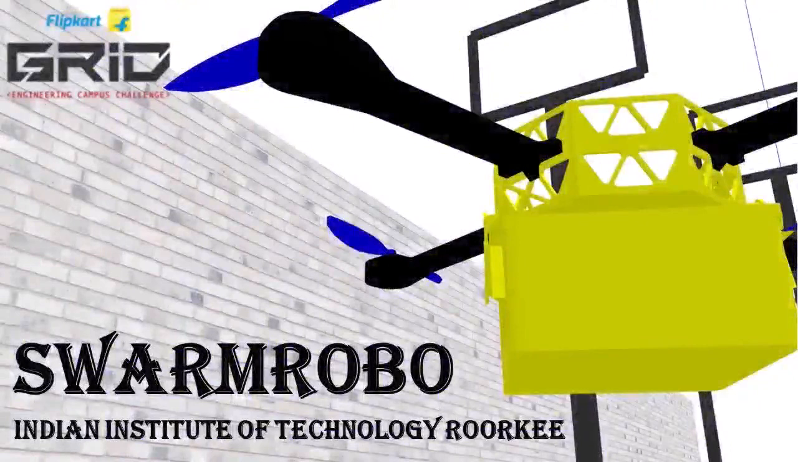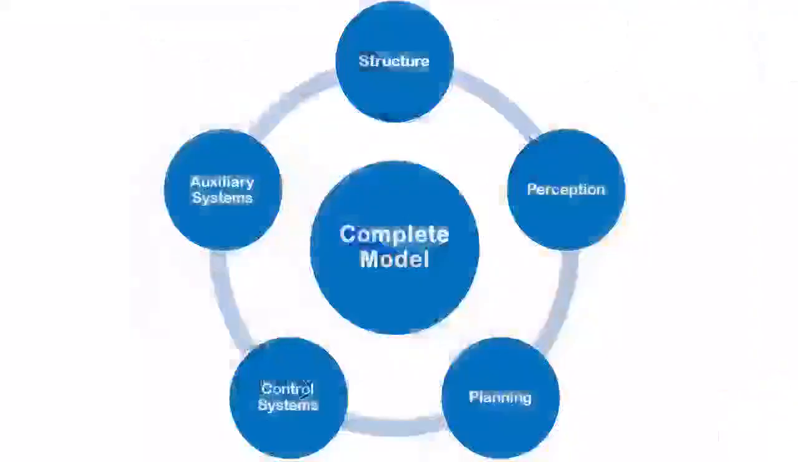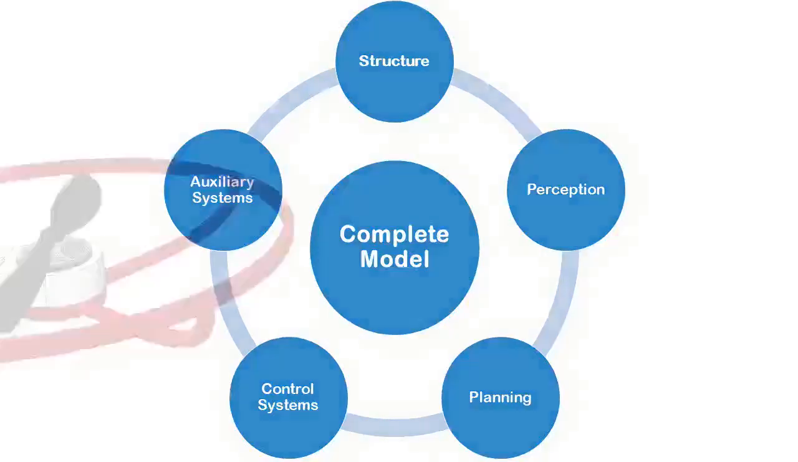In this video, we are going to present the software model and simulations of our autonomous drone prototype. The complete model of the autonomous drone prototype can be divided into a number of subsystems. Going in a clockwise manner, first comes the structure and design, then the perception and vision, then there are planning algorithms, the control systems and the supporting auxiliary systems.